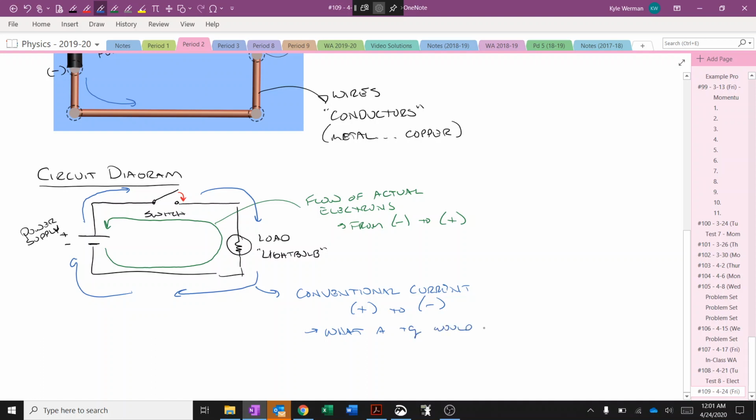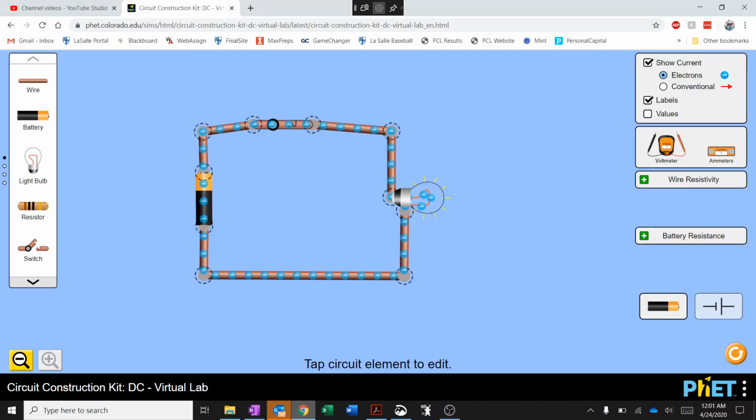It's really not that important to know the difference, but you might see elements of this being taught in different lessons if you look online. And if you look here in our simulation, you can actually switch it to conventional current, and now you see it's flowing the other way, from the positive end to the negative end.